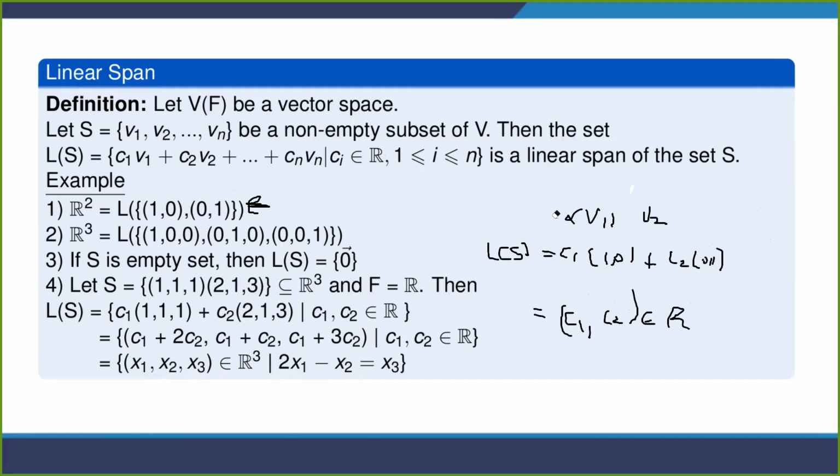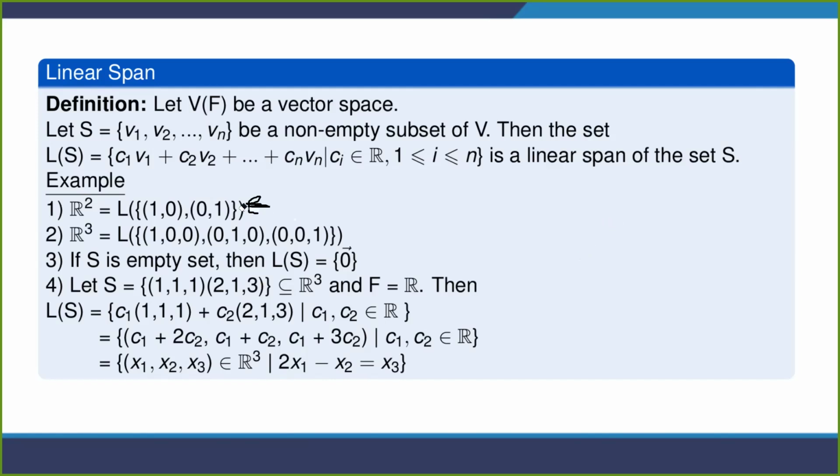The same can be said for R3, which is dimension 3. You can also do it by hand, by yourself. If you take these three vectors (1, 0, 0), (0, 1, 0), (0, 0, 1) and multiply them by C1, C2, C3, you will get (C1, C2, C3), which also belongs to R. Then the third example is if S is an empty set, then L of S equals the zero vector. That is also true, and it can be simplified, because you can put the zero vector in a set by itself, it won't matter.